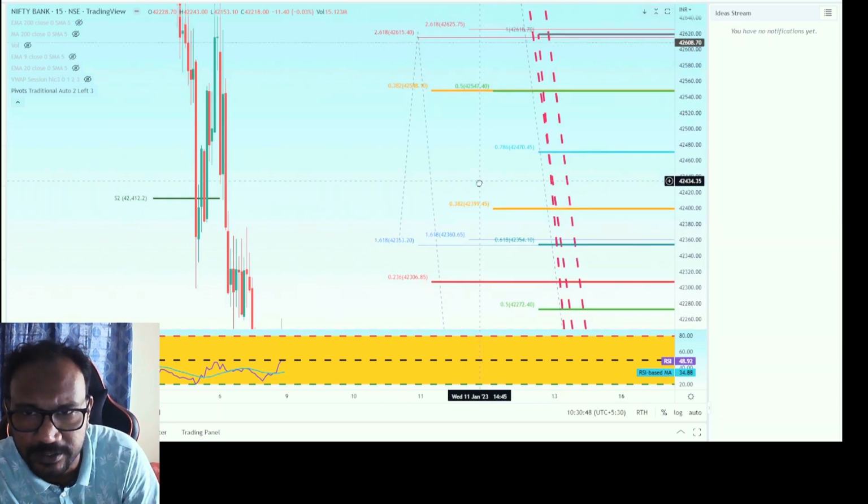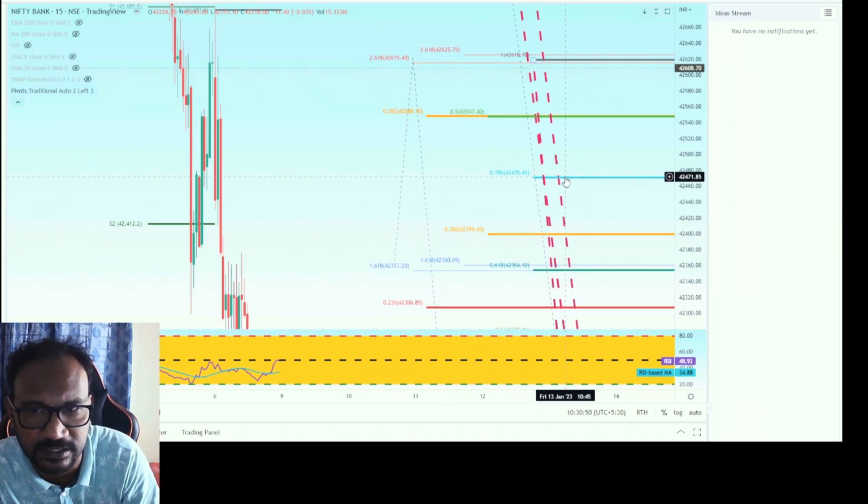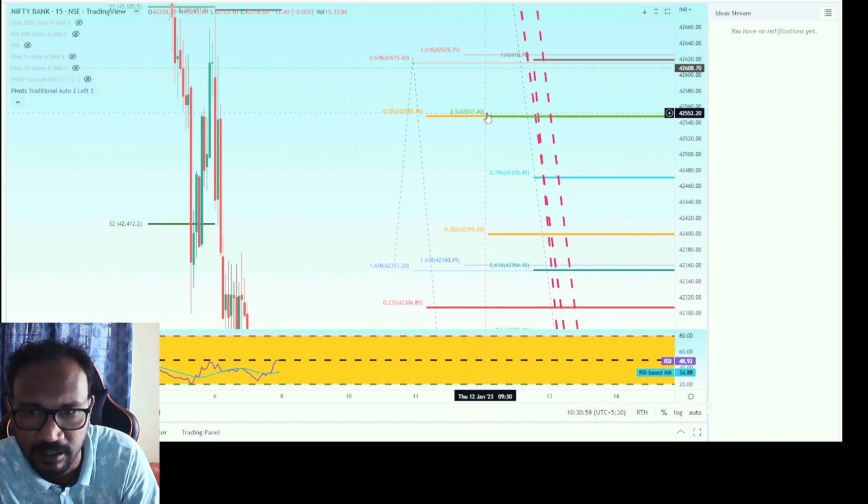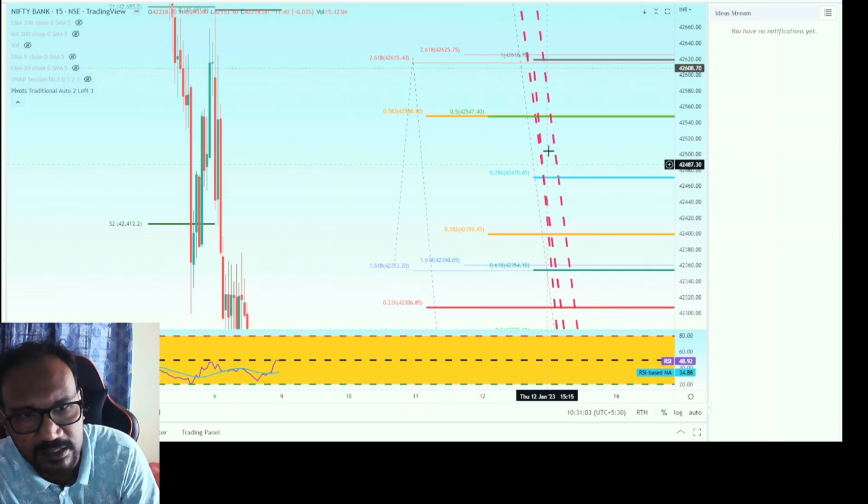Then the next point is 786, then 547. If I go to 547, there is a lot of confluence happening, but that point difference is about 150 points. So I will not know where the resistance is at the next level. So I am going to consider this.